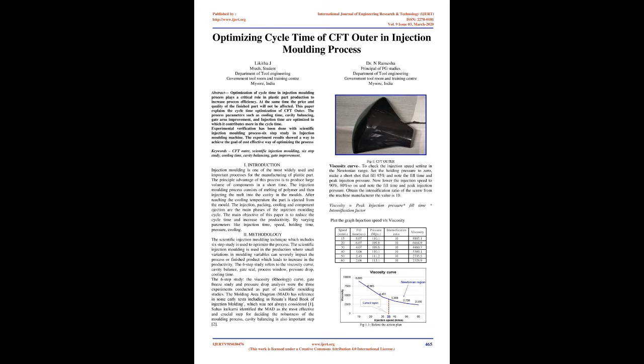The 6-step study refers to the viscosity curve, cavity balance, gate seal, process window, pressure drop, and cooling time. In the 6-step study, the viscosity (rheology) curve, gate freeze study and pressure drop analysis were the 3 experiments conducted as part of scientific molding studies.